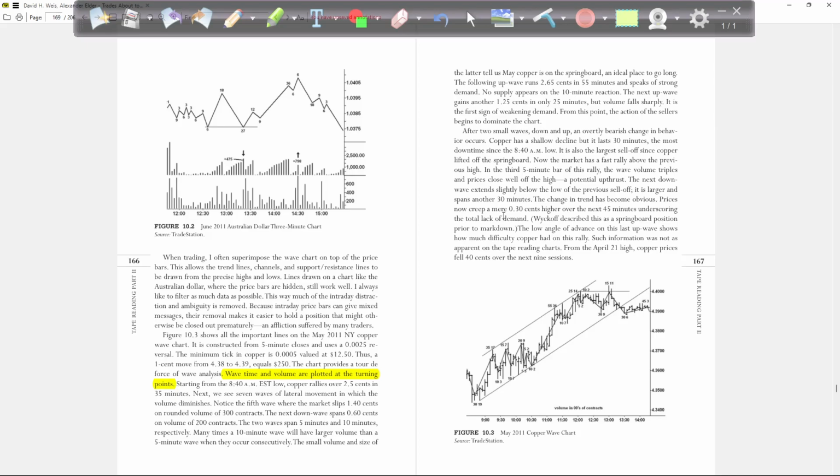Prices now creep a mere 0.3%, 30 cents higher, over the next 45 minutes, underscoring the total lack of demand. Wyckoff described this as a springboard position prior to markdown.